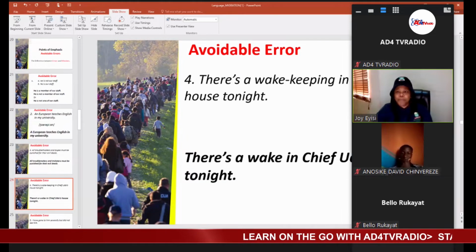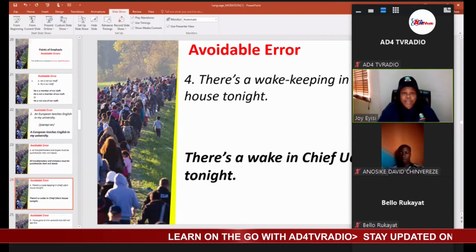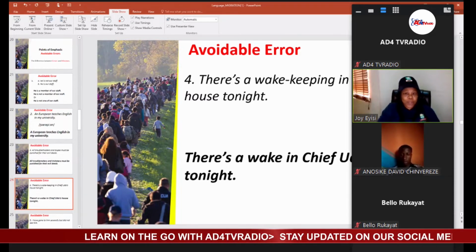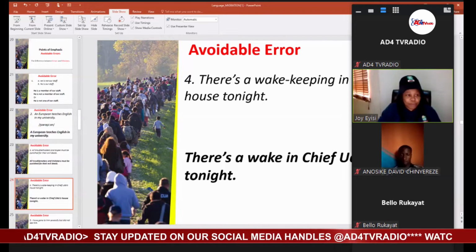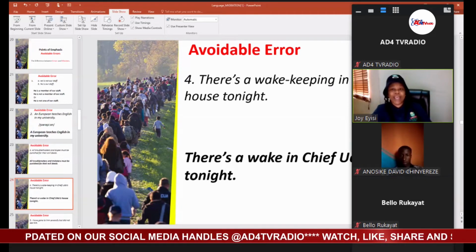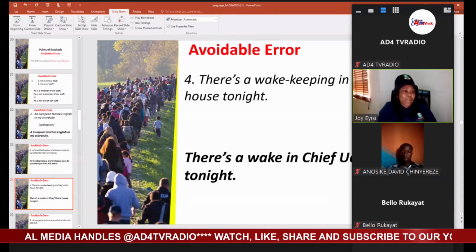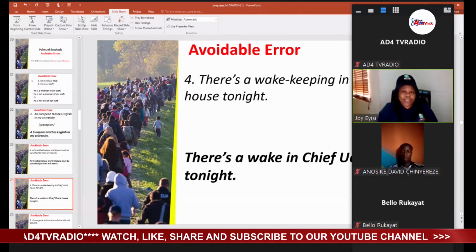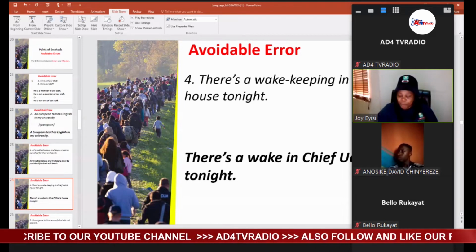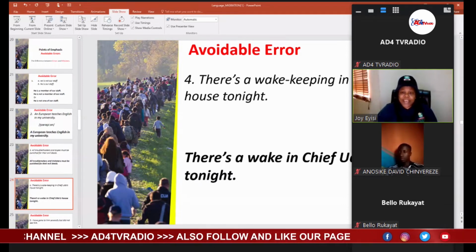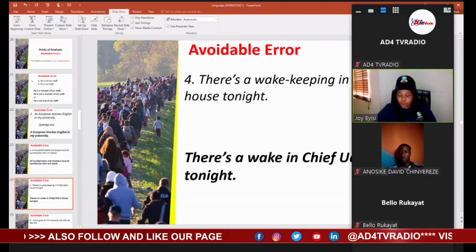There is a wakekeeping in Chief Udo's house tonight. This is another grammatical blunder. Wakekeeping is not English. Sometimes people think that wakekeep is the right one, but that is not true. The right word in that expression should be wake. Therefore, we should simply say, there is a wake in Chief Udo's house tonight.